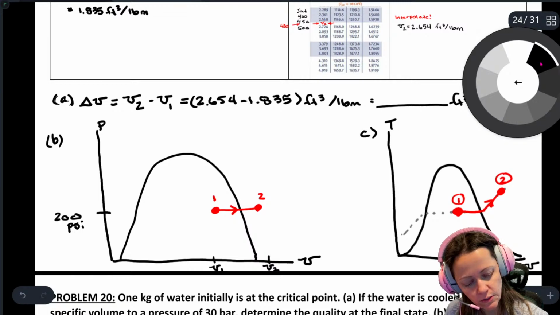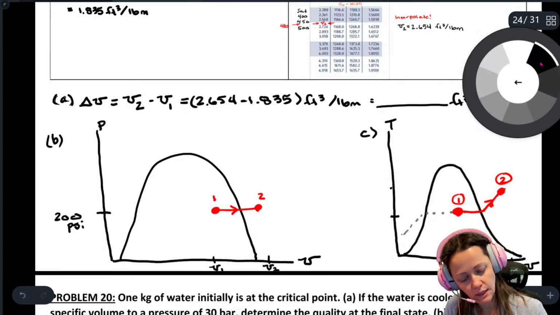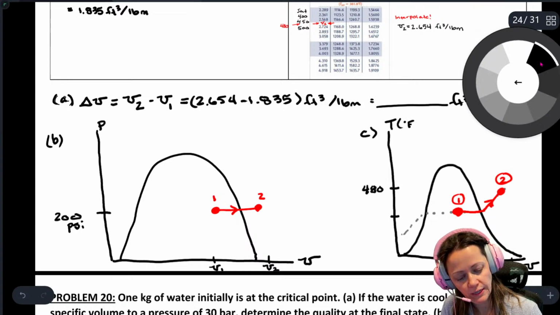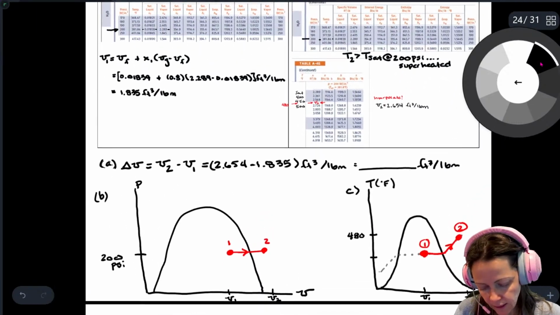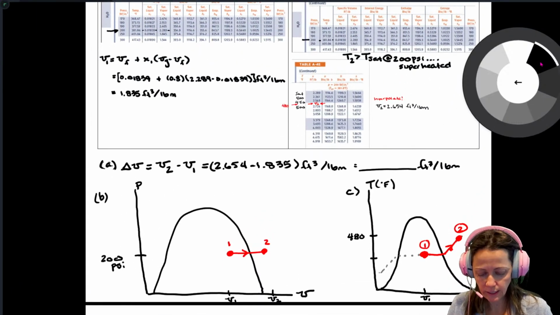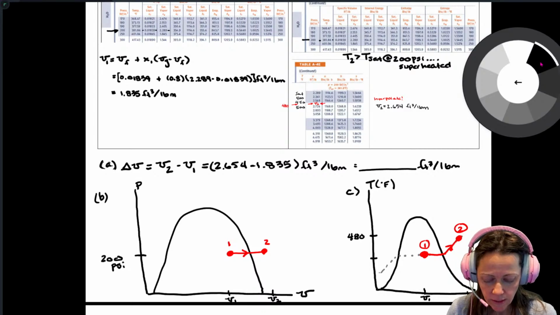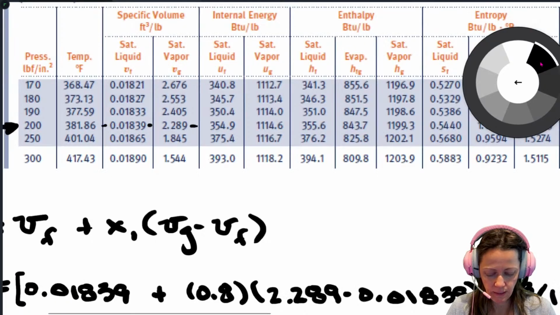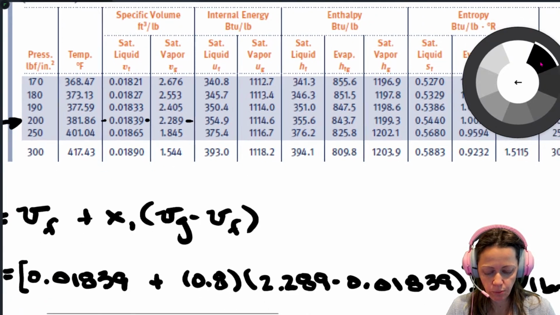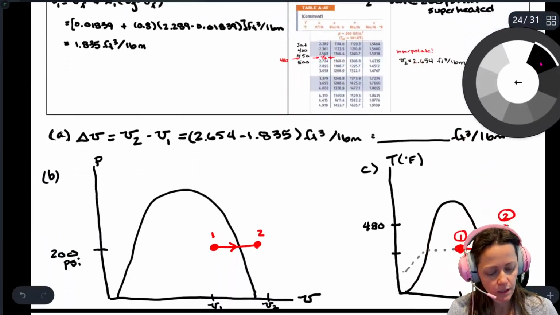Once again, here's my V1. Here's my V2. I guess I would need my temperature here. So this is 480 degrees Fahrenheit. And then that T1, I'd mentioned it, like if we need it. I guess we're going to say we need it. So it's the T-sat at P1, so 381.86.